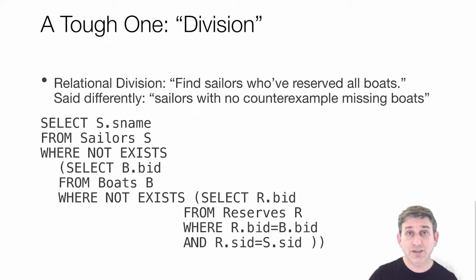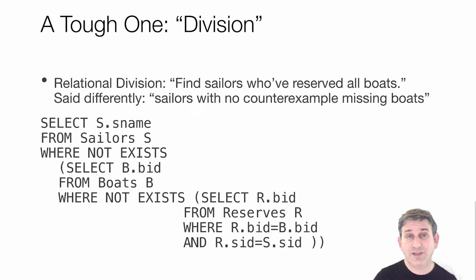Okay, let's look at a tricky subquery. This is called relational division, and it's called division for historical reasons that aren't important to us right now. The way to think about this query is it's asking for the following: find sailors who've reserved all the boats.